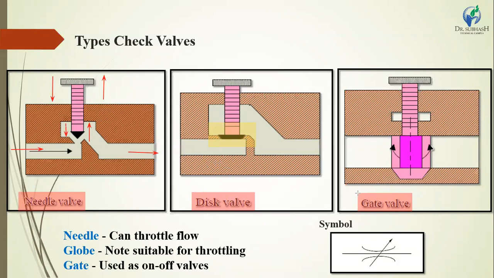The last is the gate valve. The gate valve is used as an on and off valve. This is the normal bolt type valve. One time it is closed and the next time it is open. No throttling process occurs during the fluid flowing through the system.